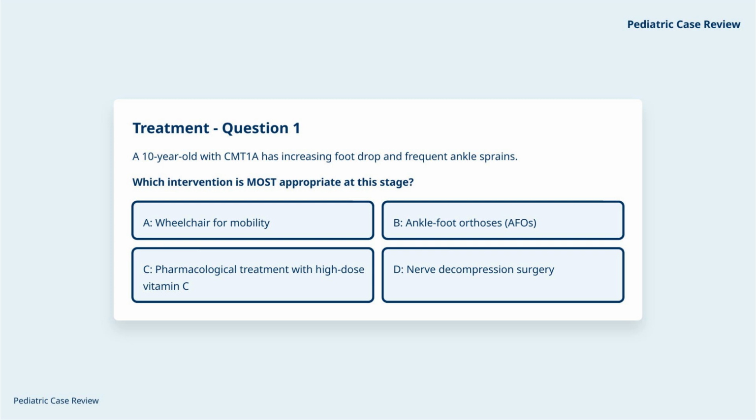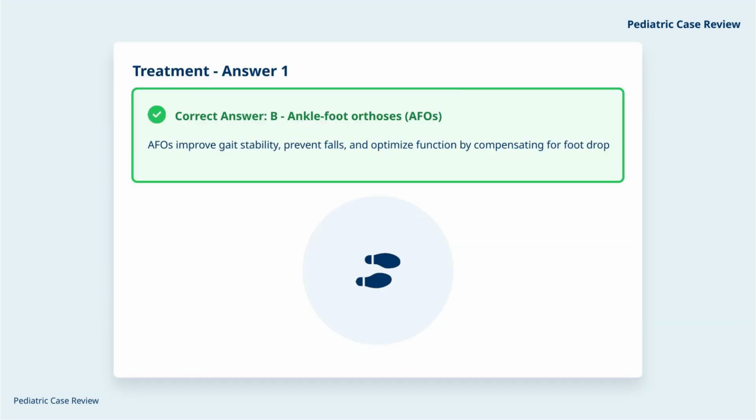A 10-year-old with Charcot-Marie-Tooth type 1A has increasing foot drop and frequent ankle sprains. Which intervention is most appropriate at this stage? A. Wheelchair for mobility. B. Ankle foot orthoses or AFOs. C. Pharmacological treatment with high-dose vitamin C. D. Nerve decompression surgery. The correct answer is B. Ankle foot orthoses or AFOs.